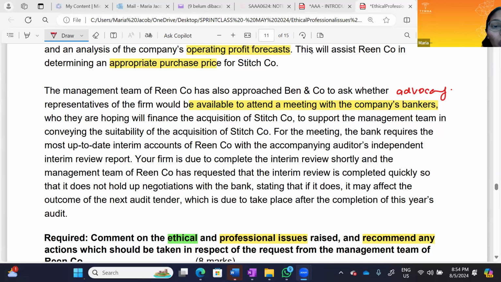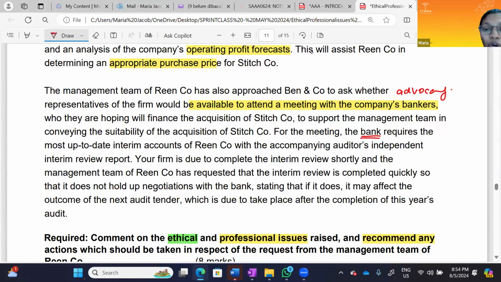The bank is who they are hoping will finance the acquisition of Stitchco, to support the management team in conveying the suitability of the acquisition of Stitchco. For the meeting, the bank requires the most up to date interim accounts. The bank is always asking us for the most up to date interim accounts.